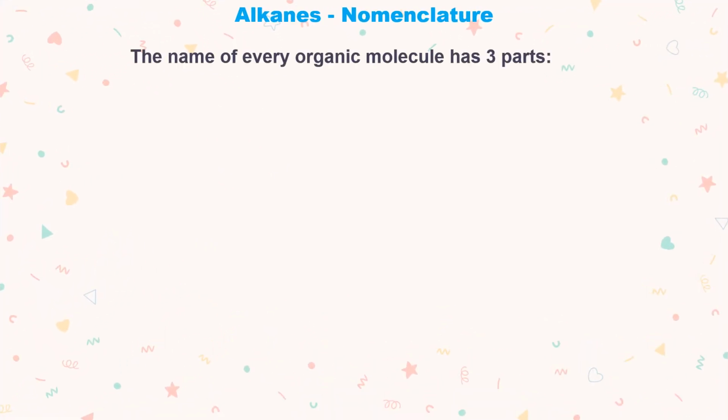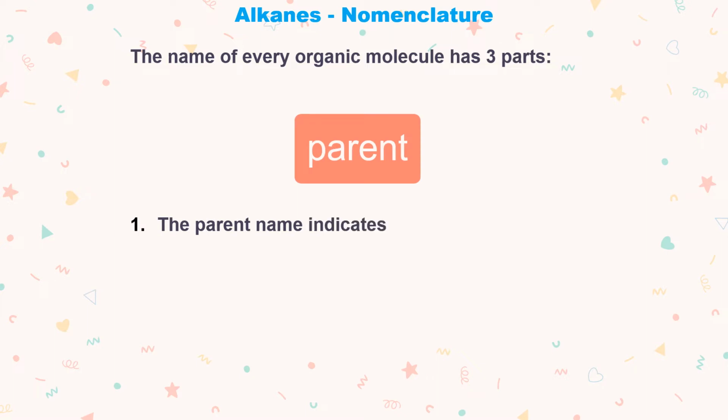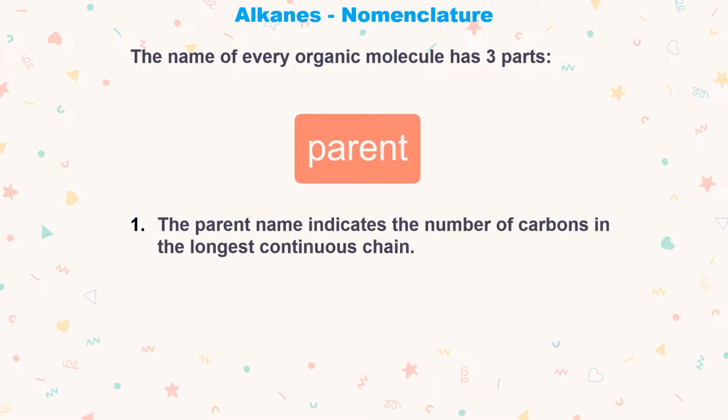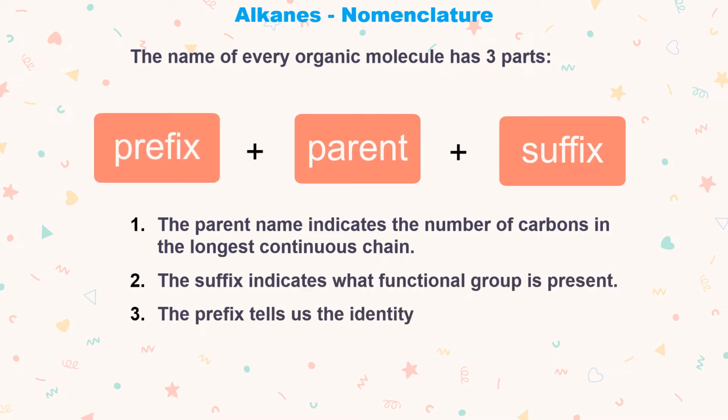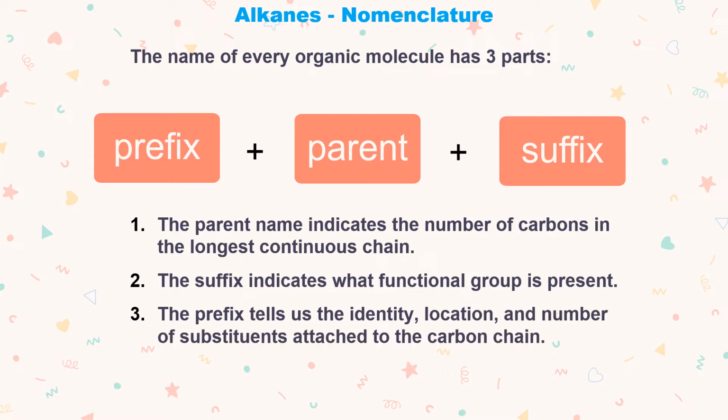The name of every organic molecule has 3 parts. The parent name indicates the number of carbons in the longest continuous chain. The suffix indicates what functional group is present. The prefix tells us the identity, location, and number of substituents attached to the carbon chain.